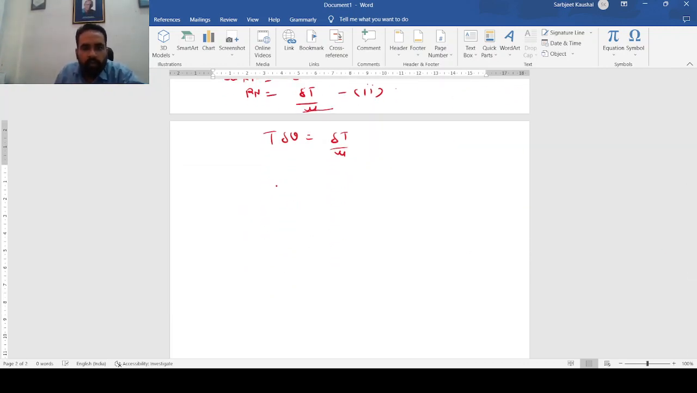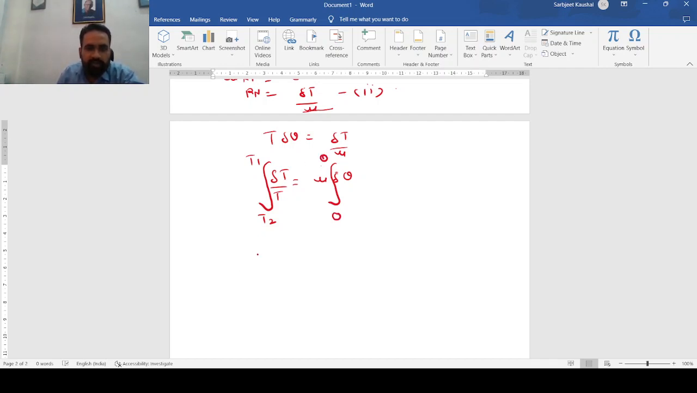Now we can just write delta T by T is equal to mu delta theta. Now we will integrate both sides. So the value of tension rises from T2 to T1. T1 is the maximum value, it will come here. And the value of theta rises from 0 to theta.